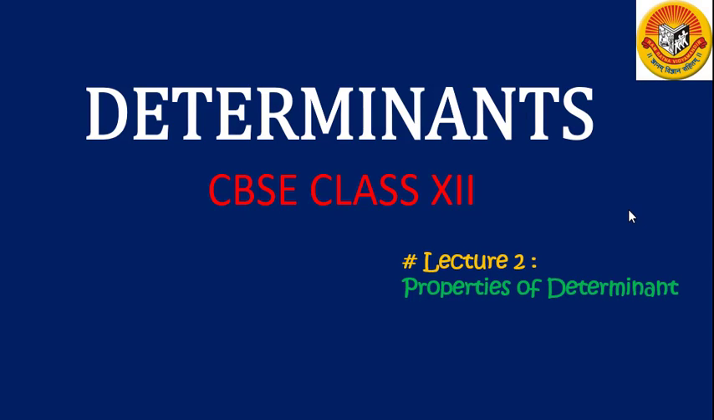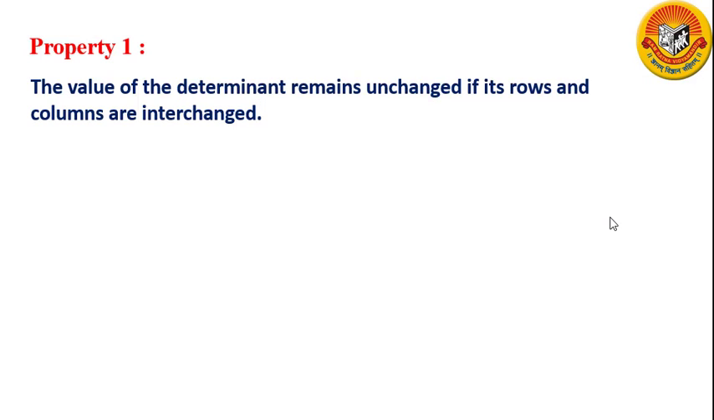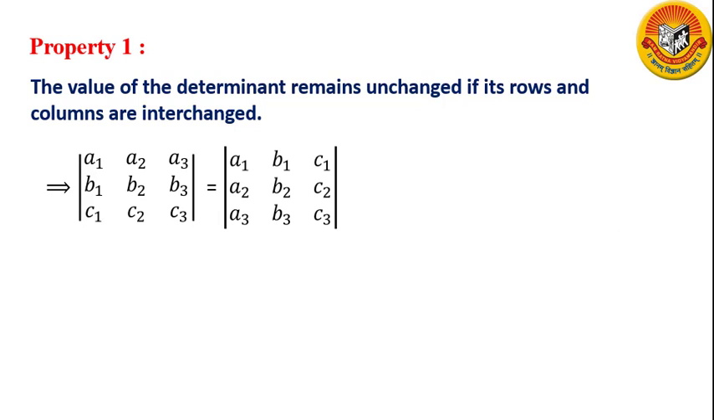So let us start. The first property of determinants is that the value of a determinant remains unchanged if its rows and columns are interchanged. We have already seen how we can find the value of a determinant. Now the value will remain the same if we interchange all the rows with all the columns. See here, you can see two determinants.